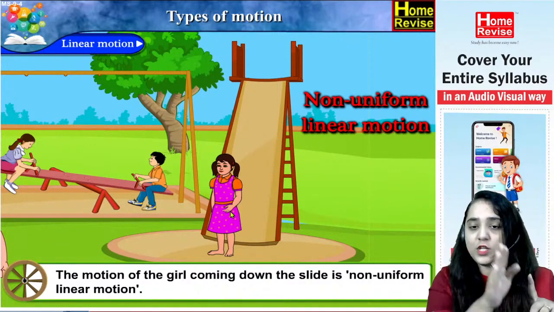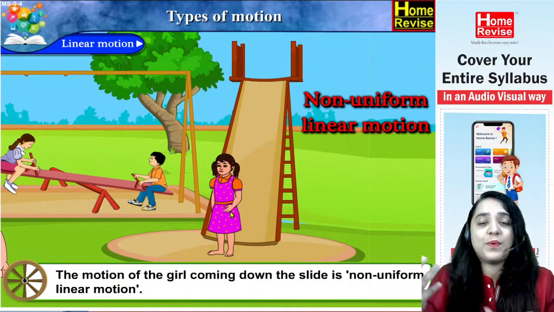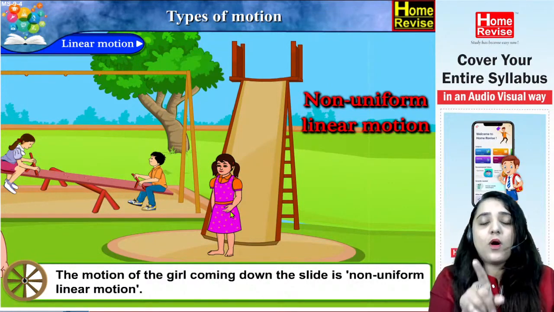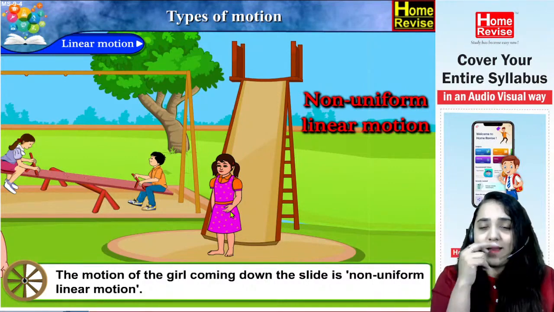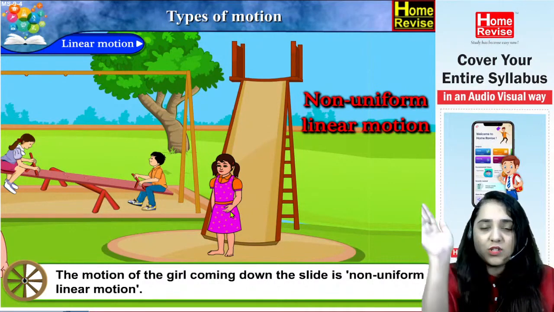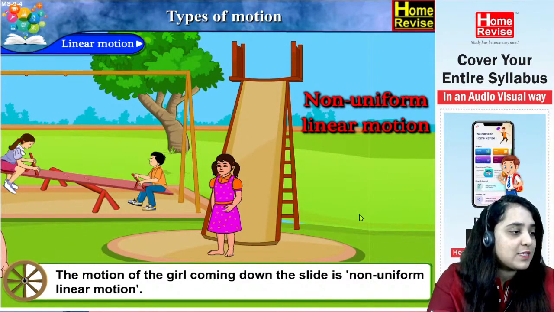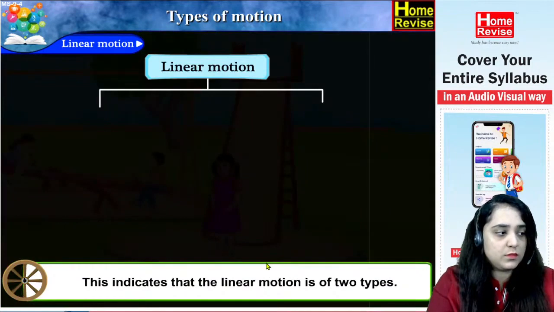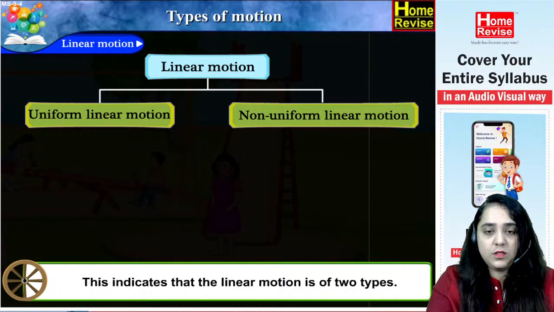And because ये पूरा जो है वो straight line में हो रहा है, we call it as a linear motion. Only thing is कि उसका जो speed है that was not uniform. So we call it as non-uniform. And because the जो भी object का displacement हुआ है, moving object है, वो straight line में है, we call it as linear motion. So it is a non-uniform linear motion. I hope things are clear to everyone? Yes, very good. This indicates that the linear motion is of two types: uniform linear motion and non-uniform linear motion.